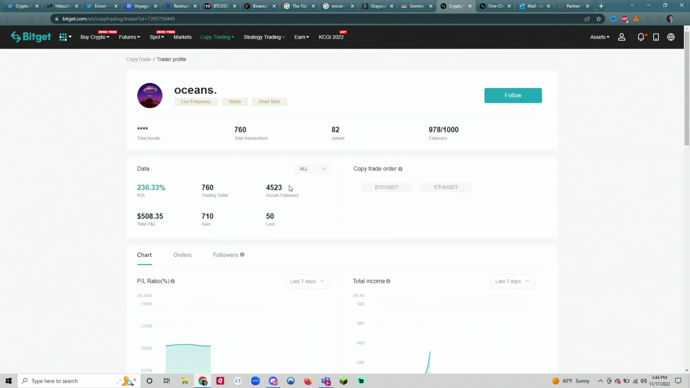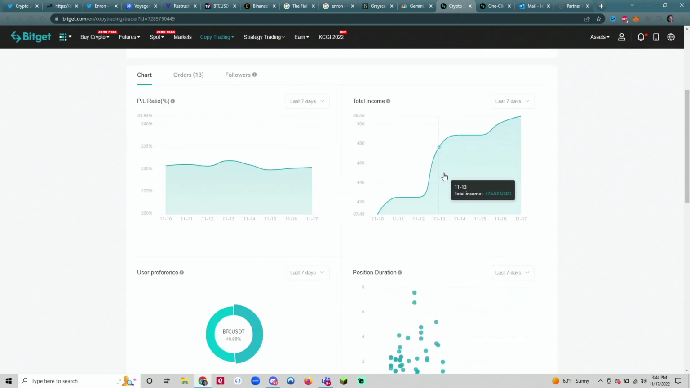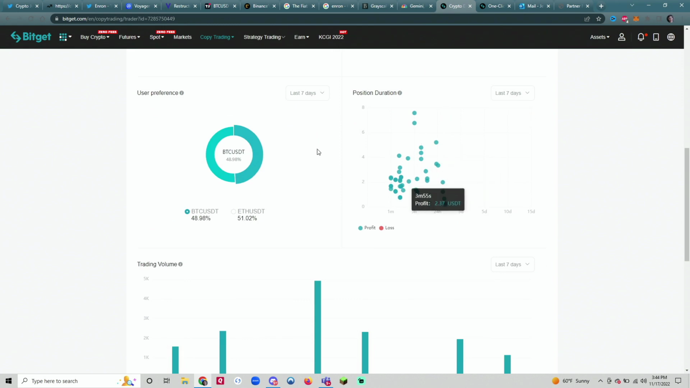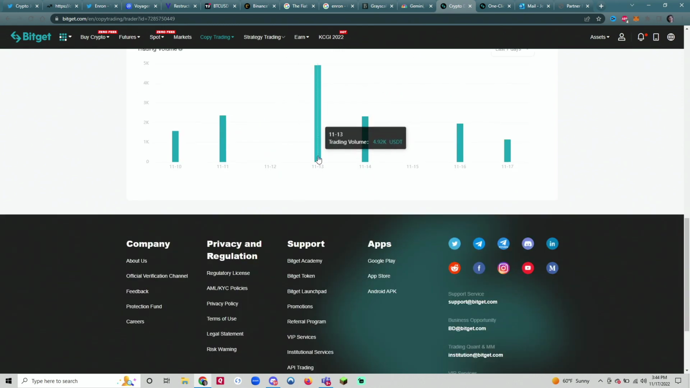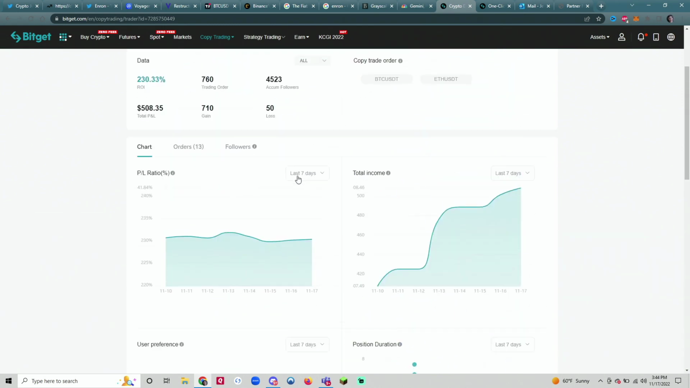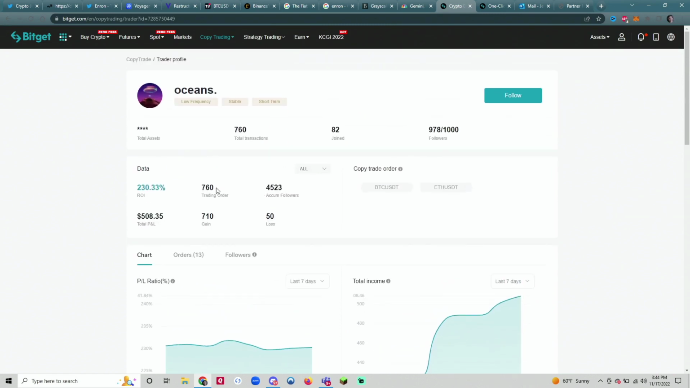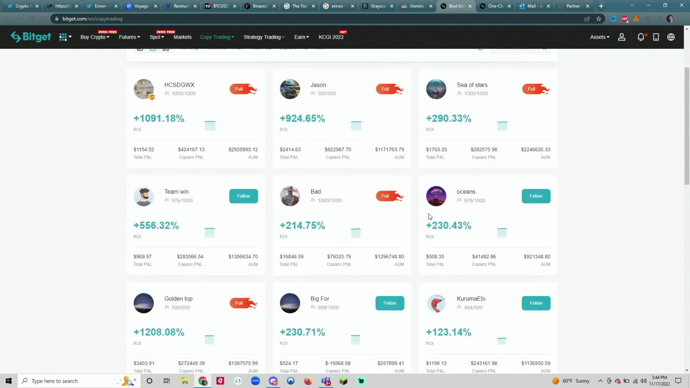So Oceans, let's look at Oceans here. Has 978 followers. You can see that there has been a good bit of income here of people following him. You can see on these different days, there's several thousand dollars being traded, and you can follow along with him in the trading that he's doing. And you can come back. Let's just go back, look at some other people, for example.